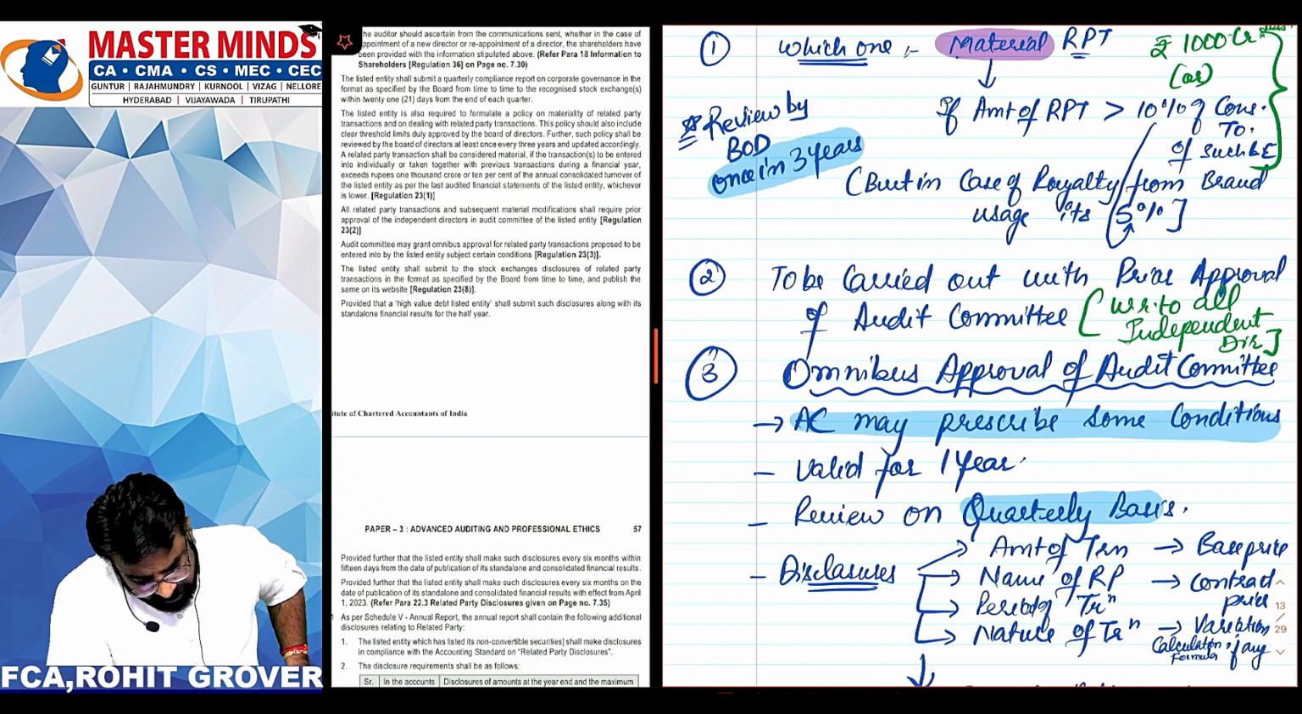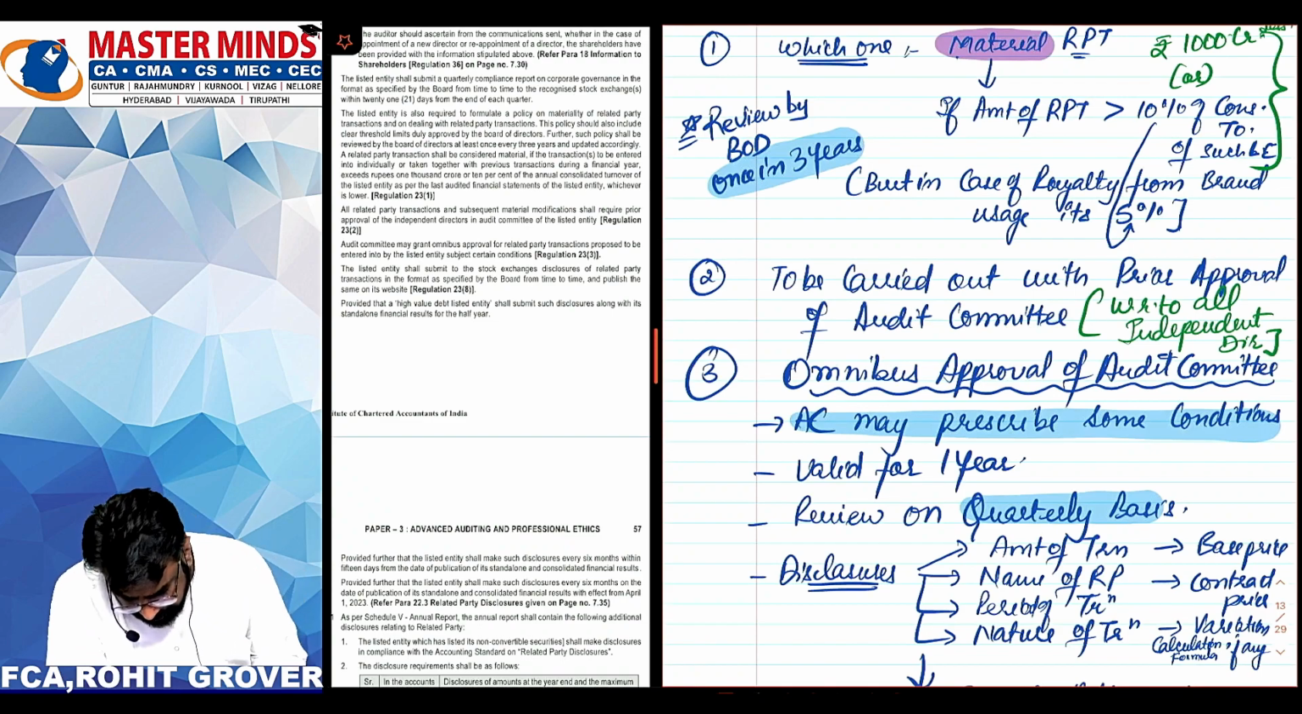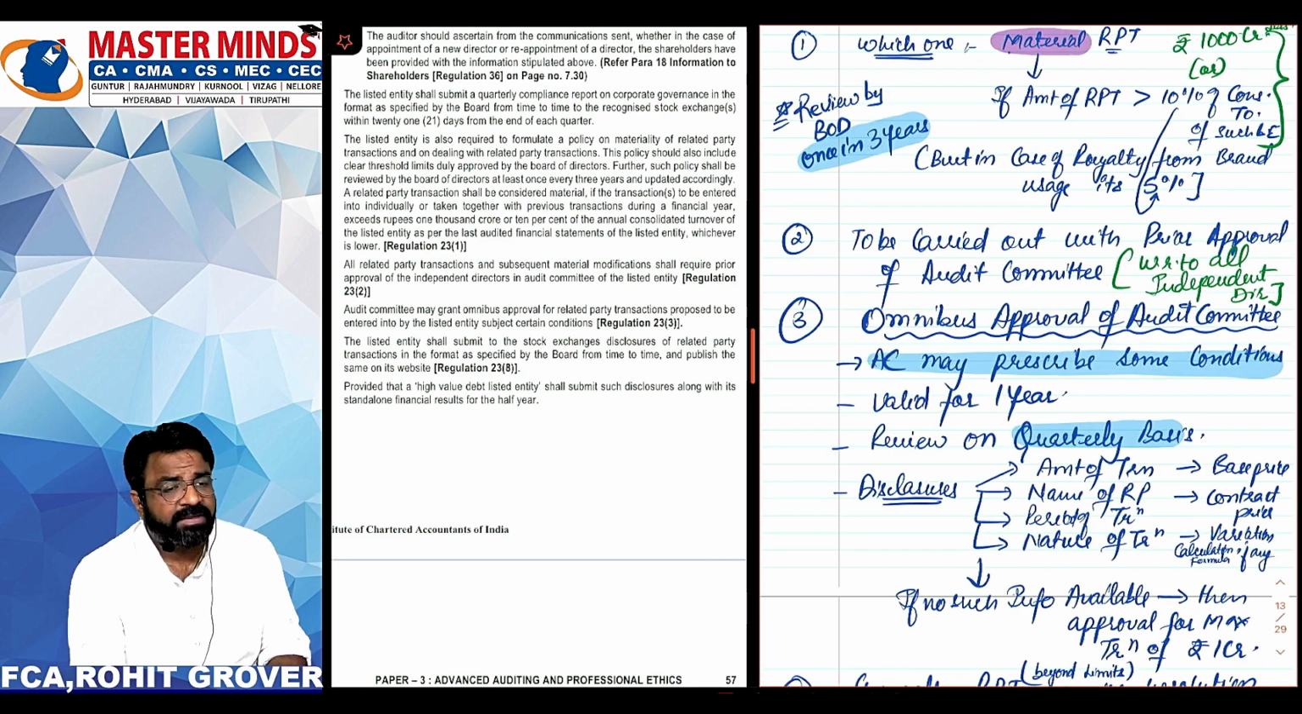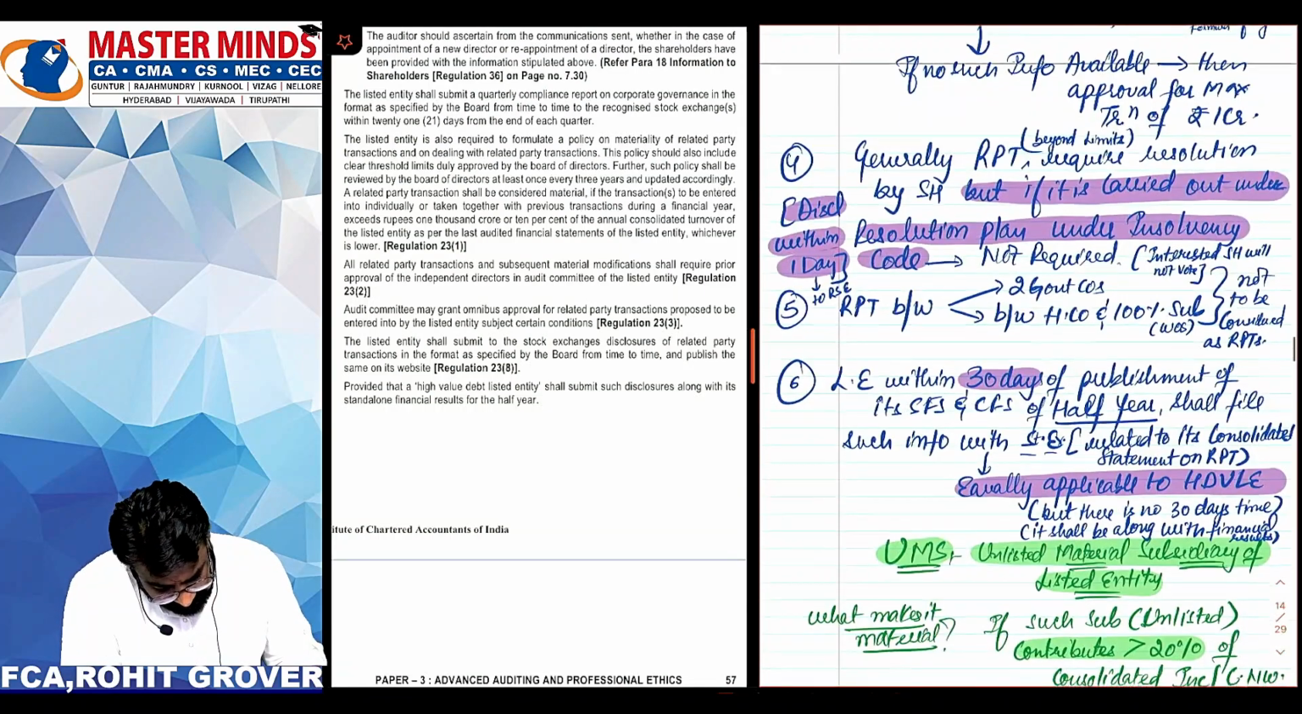With respect to all independent directors. Okay, this is the one. 2. The listed entity shall submit to the stock exchange disclosure in the format as specified from time to time and publish the same on the website. That point is the same. Provided high value debt submit. हाँ, ये वाले 2 points हमने last में लिखे थे, I think.